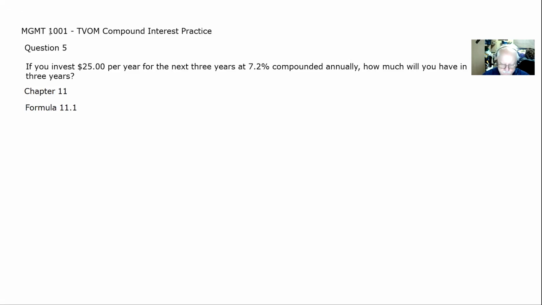We're looking at future value equals the payment multiplied by 1 plus I to the power of n minus 1 all over I. So that's the formula we're dealing with.